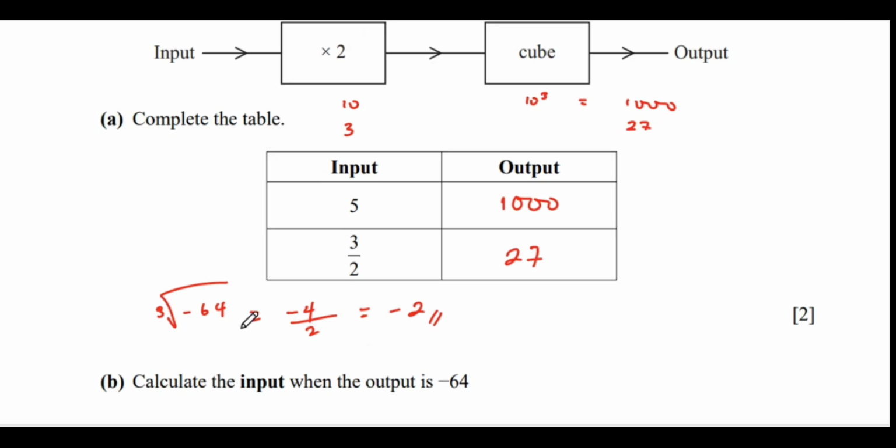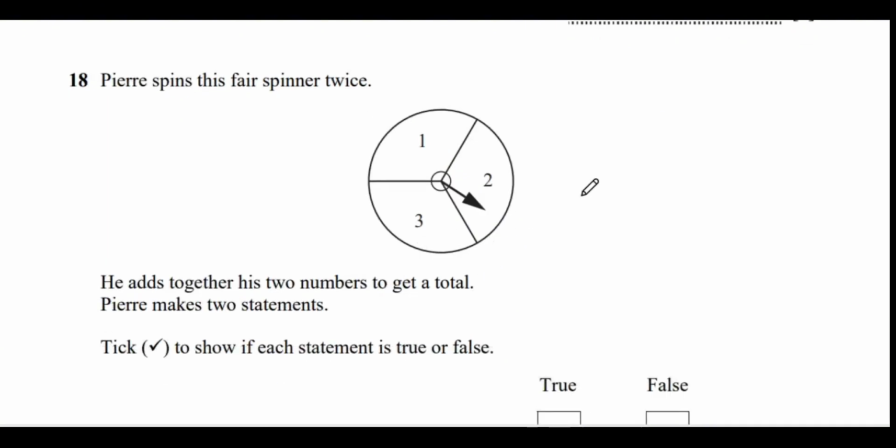Okay, so Perry spins this pair spinner twice. Okay, so she spins that spinner twice.